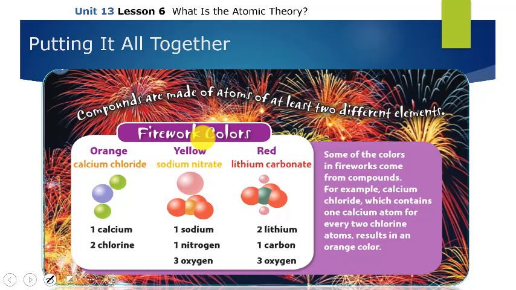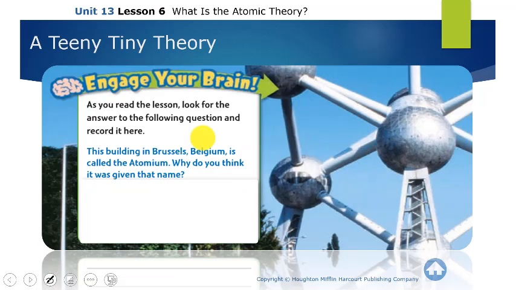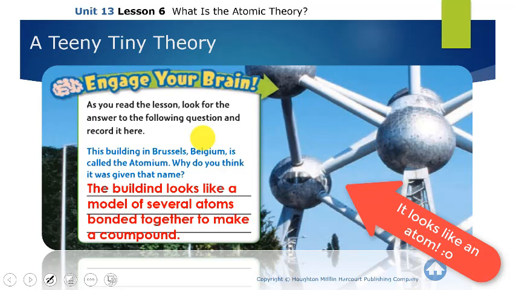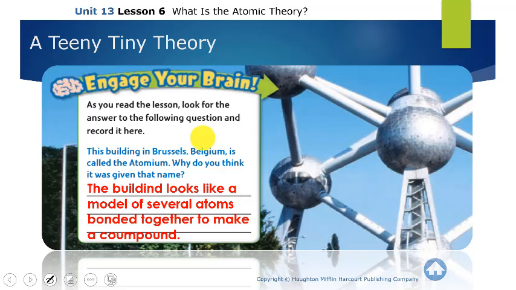Okay, let's answer this part. The picture you have at the beginning of the lesson, what does it look like? The building blocks look like a model of several atoms bonded together to make a compound. If you see the spheres and the structure, it looks like a molecule. In this lesson we're going to see all the molecules around us. That's funny, they call it the Atomium because the structure looks like atoms.